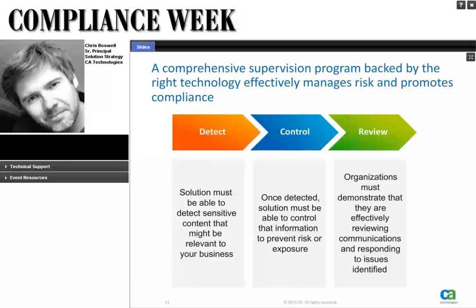So let's jump into creating a sustainable continuous monitoring or surveillance program. We're really talking about three primary core capabilities. One, you need to be able to detect sensitive content or content that's relevant to your business. So if you are an engineering organization and you're worried about your design diagrams, your CAD diagrams, et cetera, you need to be able to detect and track that kind of information. Once you've detected information, you need to be able to control it. So that's to prevent the types of threats and risks that we've been talking about and minimize exposure.